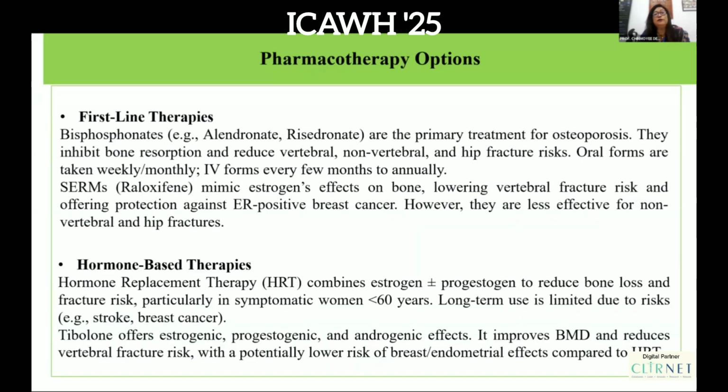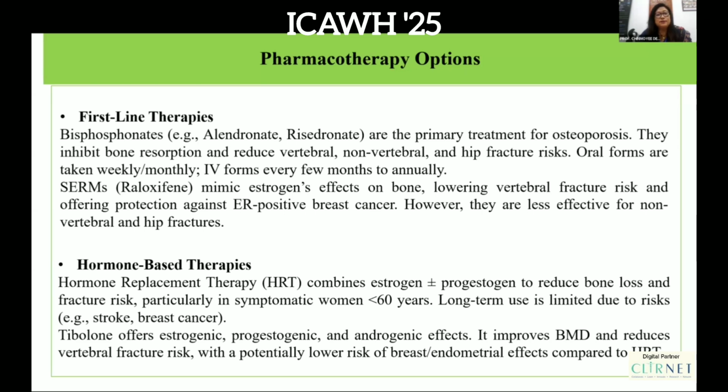Now we come to the pharmacotherapy options. Here, the first line therapy: the bisphosphonates, alendronate or risedronate, are the primary treatment for osteoporosis. They inhibit bone resorption and reduce vertebral, non-vertebral, and hip fracture risks. Oral forms are taken weekly or monthly; IV forms every few months to annually.